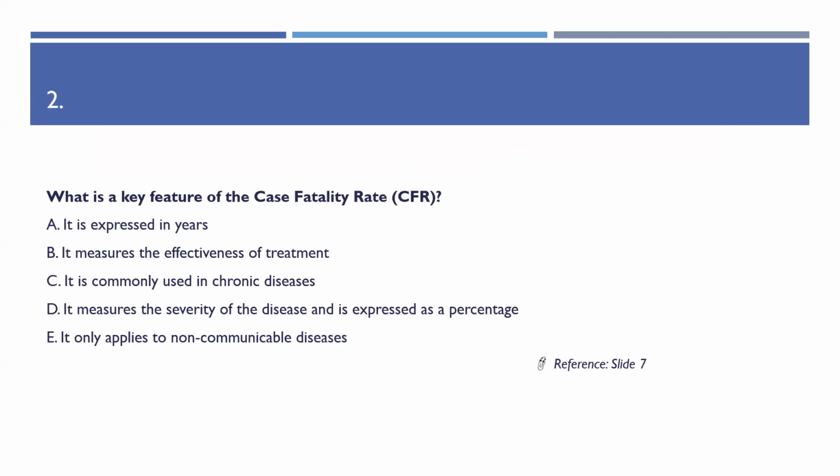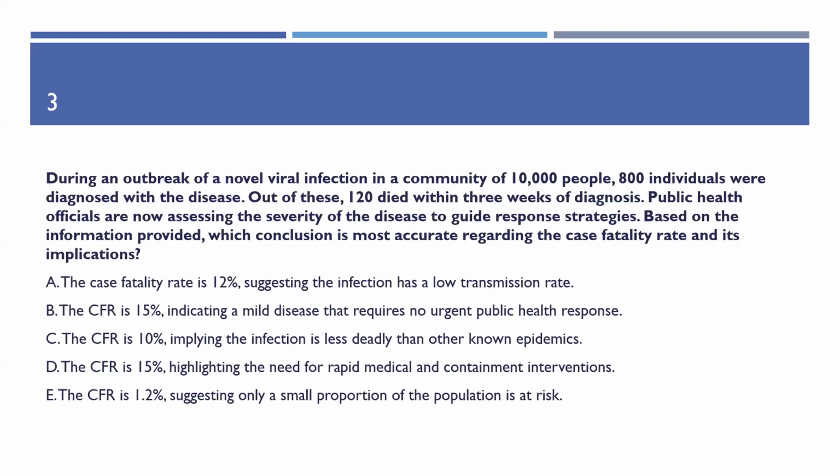So E is the right option. What is the key feature of case fatality rate? A, it is expressed in years. B, it measures the effectiveness of treatment. C, it is commonly used in chronic diseases. D, it measures the severity of disease and is expressed as a percentage. E, it only applies to non-communicable diseases. So D is the right option.